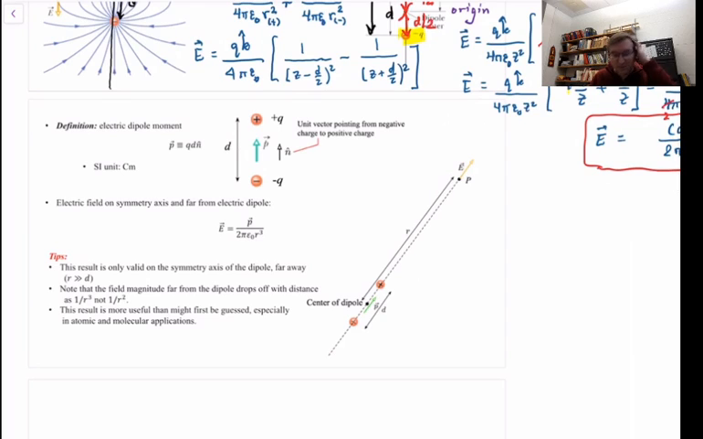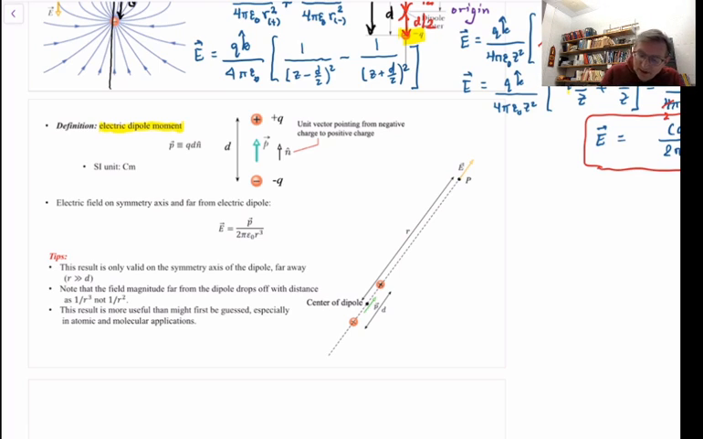Now the last thing is just to point out something that's convenient, to define a new quantity, because we find it convenient. And because you can actually measure this property of atoms and molecules. We're going to define a new quantity called electric dipole moment. It's a property of an electric dipole.